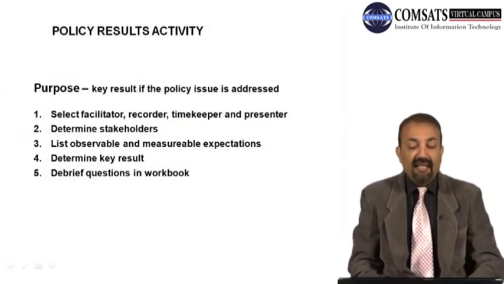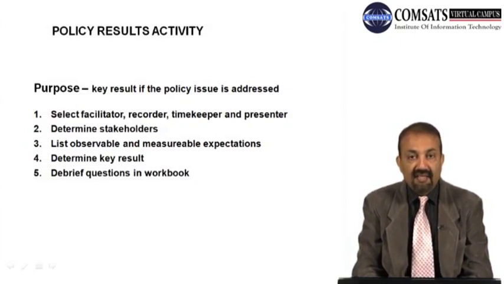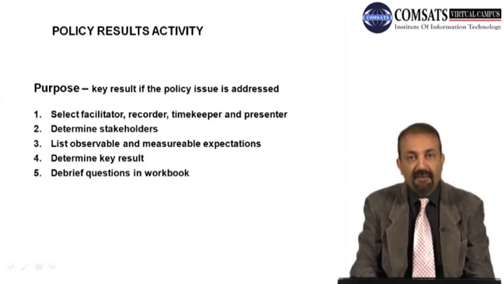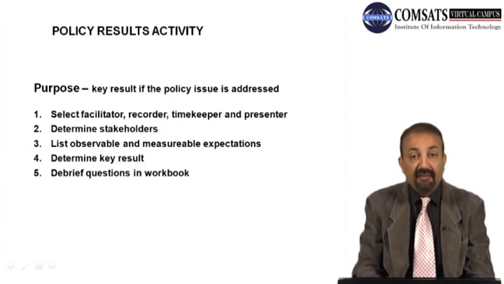Dear students, along with that, the policy results activity will also have some given purpose behind it, and that purpose would be regarding the key results if the policy issue is addressed. And the breakdown of this is given here in 5 steps. Number 1, select a facilitator, keep a recorder, timekeeper and presenter. Number 2, determine your stakeholders. Number 3, list observable and measurable expectations. Number 4, determine your key results. And number 5, dear students, is debriefing questions in the workbook.